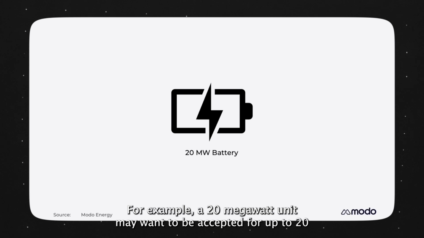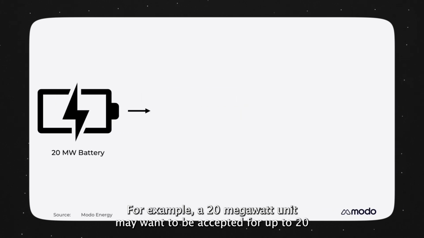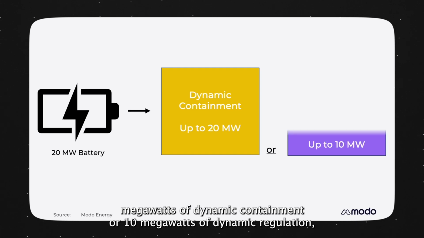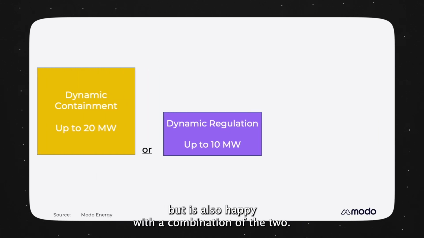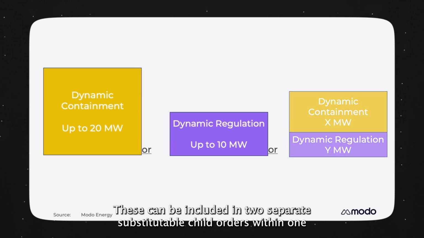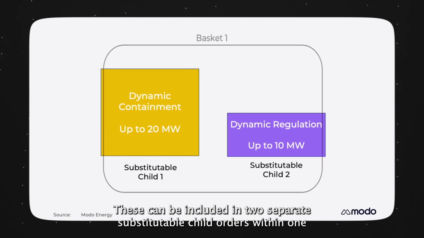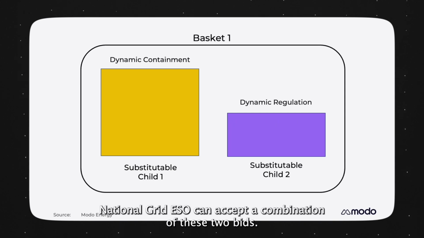For example, our 20 megawatt unit may want to be accepted for up to 20 megawatts of dynamic containment or 10 megawatts of dynamic regulation, but is also happy with a combination of the 2. These can be included in 2 separate substitutable child orders within one basket. National Grid ESO can accept a combination of these 2 bids.